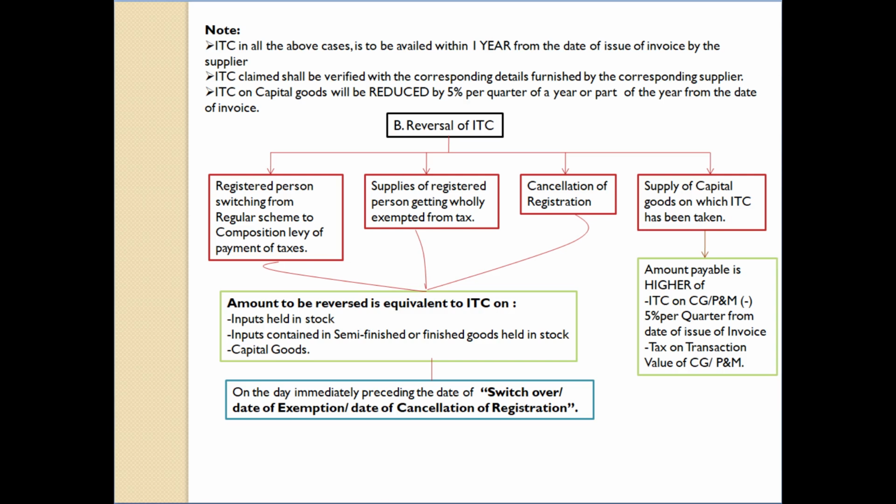And the second point is that for the third and fourth categories of persons, the ITC claimed by them shall be verified with the corresponding supplier who furnished the details. And the last point, also for the third and fourth categories of persons, is that ITC availed on capital goods will be reduced by 5% per quarter of the year or part of the year from the date of issue of invoice. And the second part is circumstances leading to the reversal of input tax credit.